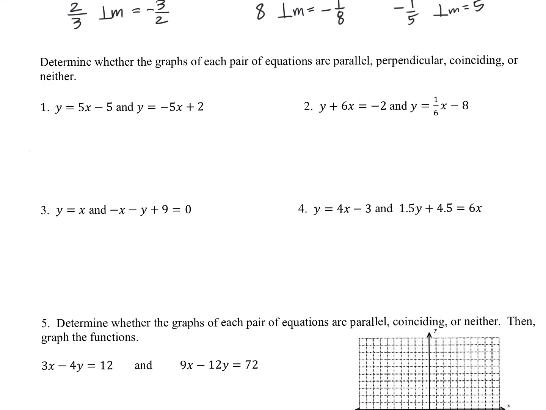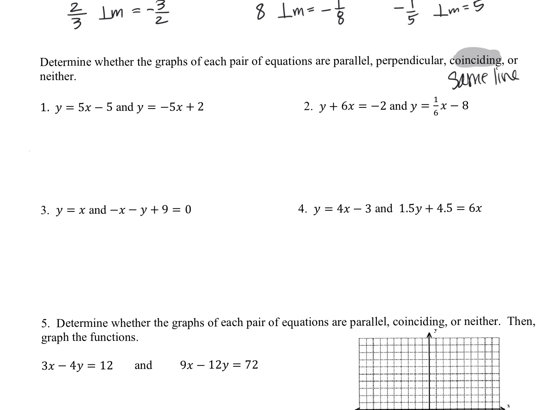Determine whether these graphs are parallel, perpendicular, coinciding. What the heck do you think coinciding means? Coinciding. Toby's going to coincide with an offender in soccer, and that means that they literally are the same person, like clash, right? Coinciding would be the same line.